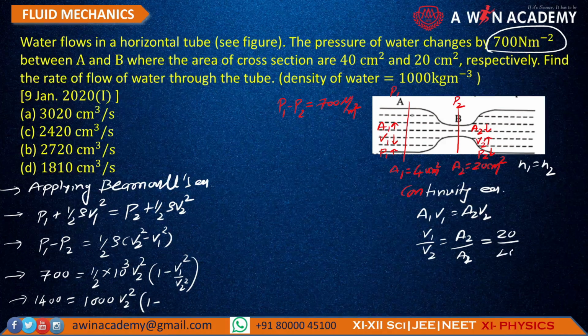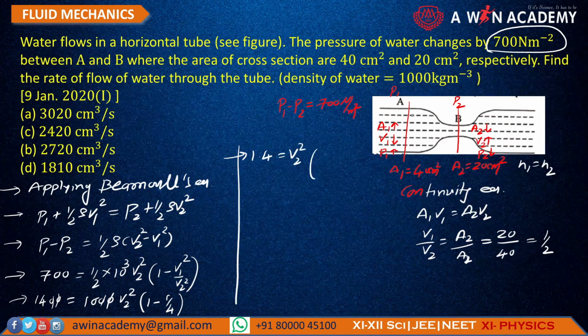and A1 is 40. Then I will put the value of this here, this will become 1/2. If we put the value of V1 by V2 as 1/2, then the square of V1 by V2 square, so it will become 1 by 4. Now this 2 0 cancel out, ये 10 डिवाइड में जाएगा 14 का, तो it will become 1.4 is equal to V2 square 3 by 4. 4 सामने मल्टीप्लाई होगा, 4 minus 1 upon 4. So 4 minus 1, 3 by 4.